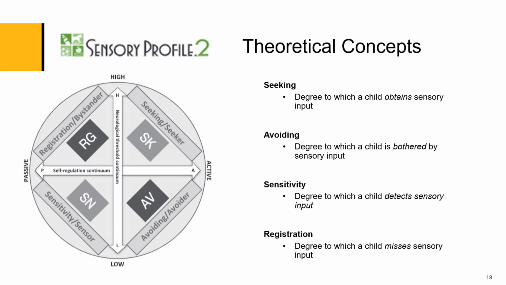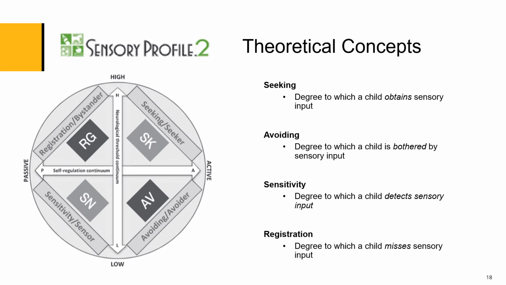You have avoiding, which represents the low neurological threshold with active self-regulating strategies, called avoiders, and that's the degree to which a child is bothered by sensory input. You have sensitivity, which represents low neurological threshold with passive self-regulating strategies. They're called sensors, and that is the degree to which a child detects sensory input. And then you have registration, which represents high neurological thresholds with passive self-regulating strategies called bystanders, and that's the degree to which a child misses sensory input.